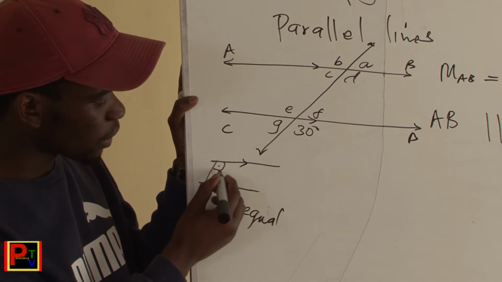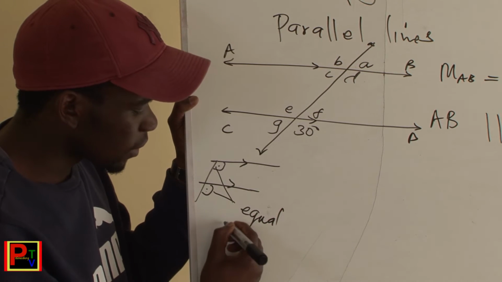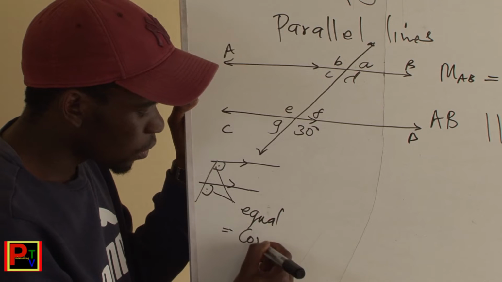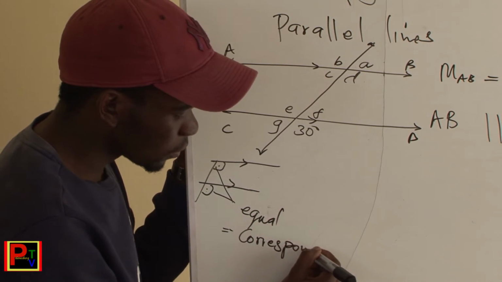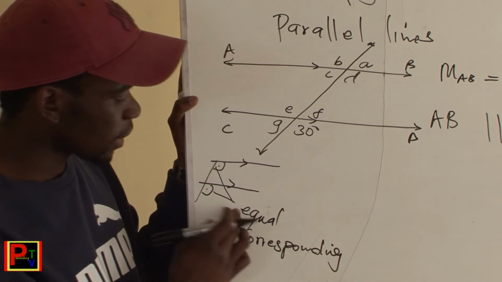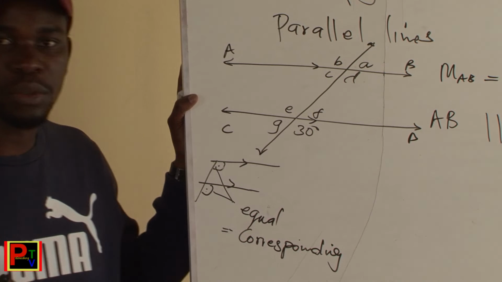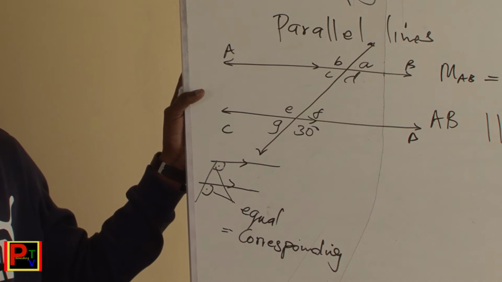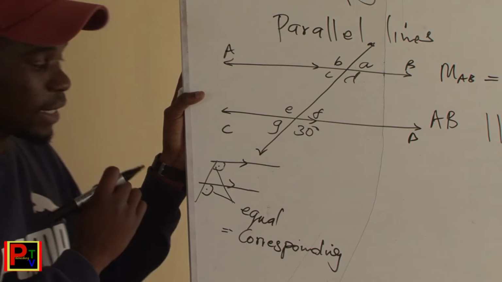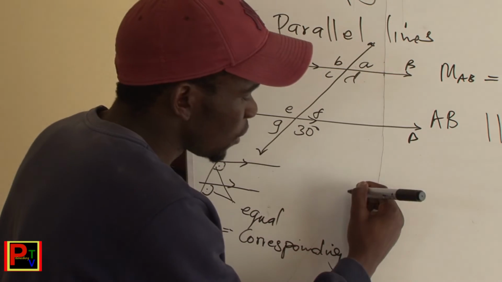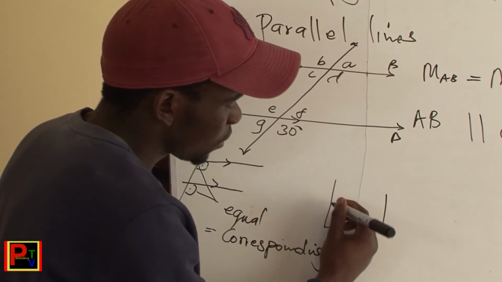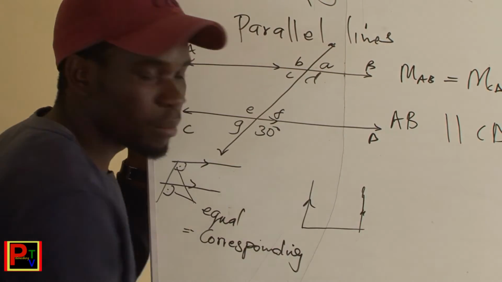Why do we say these two angles are equal to each other? The reason for that is corresponding. This angle and this one correspond with each other. So corresponding angles are equal. Now, another shape that you can come across is the U shape. Remember, the U shape can also be up and down.